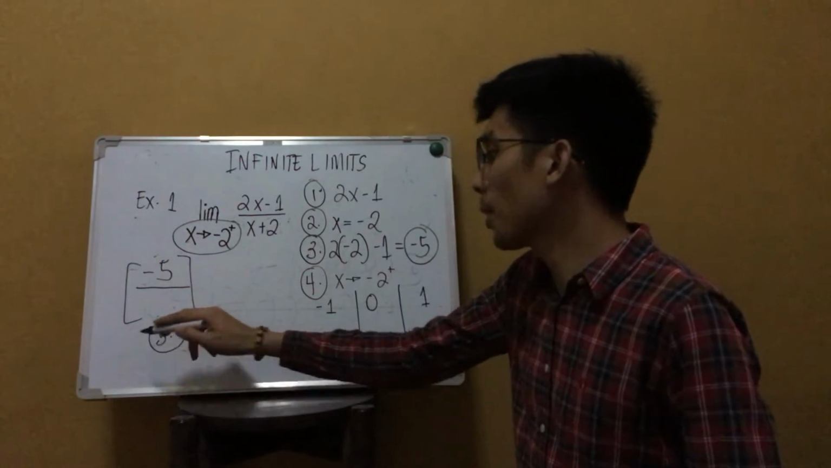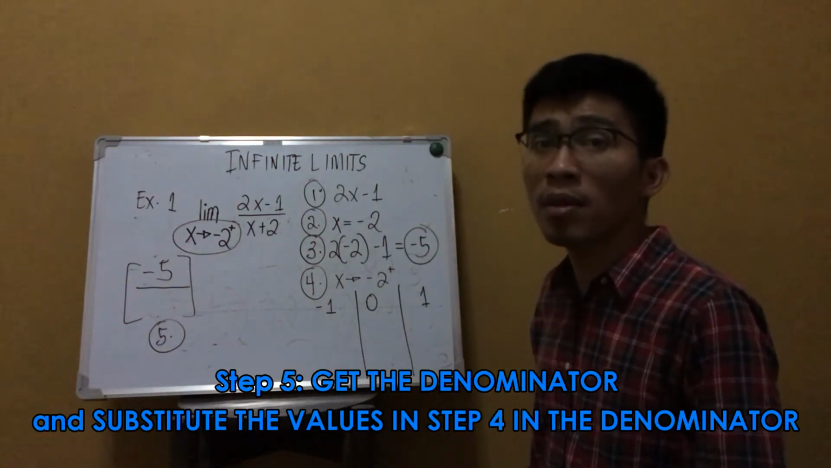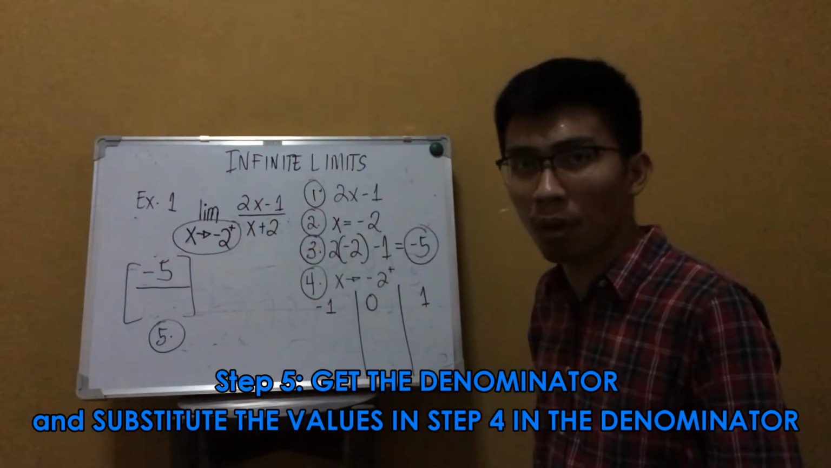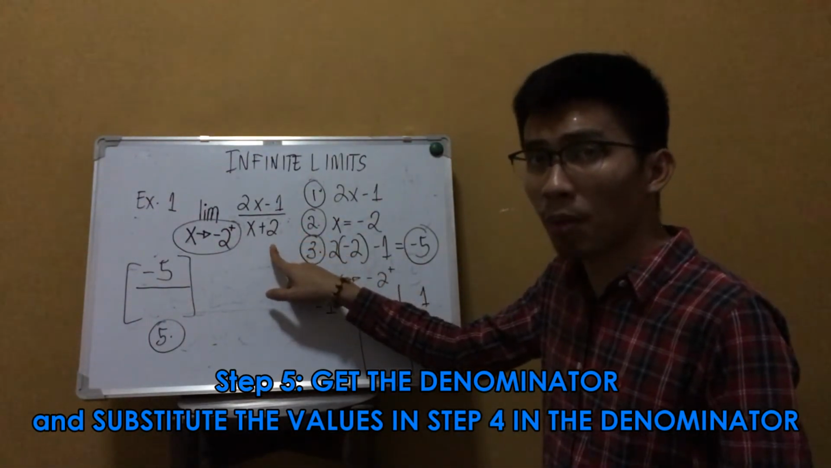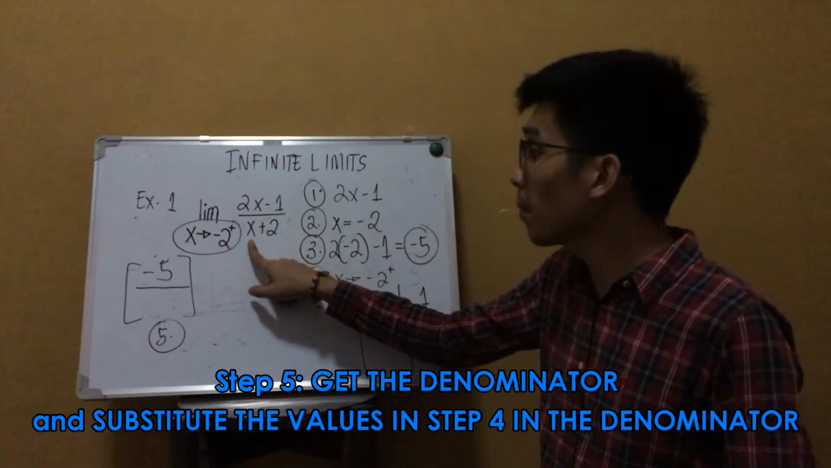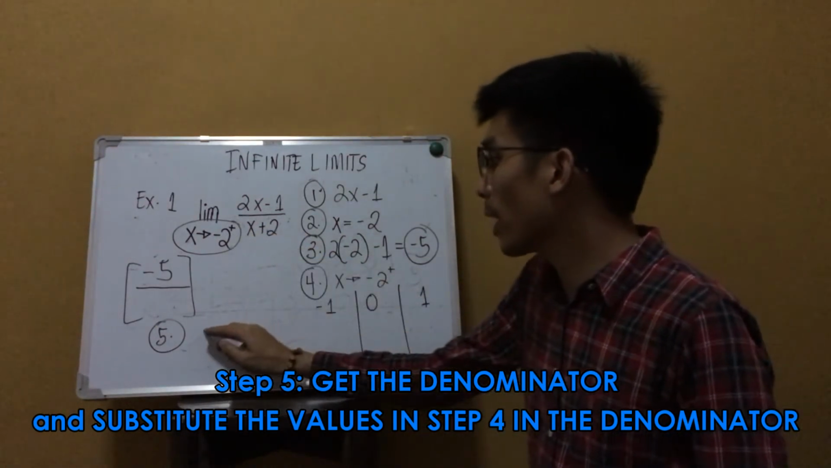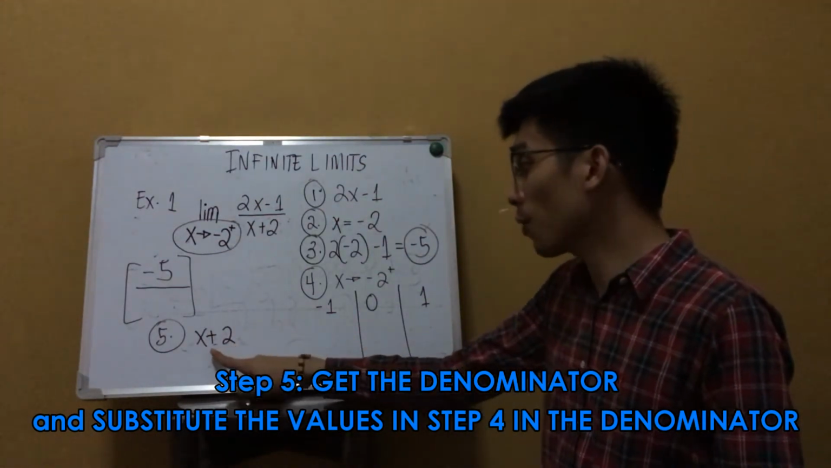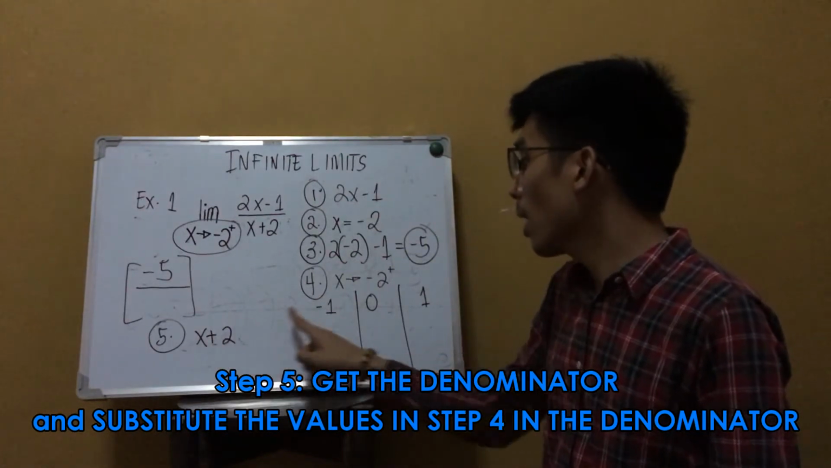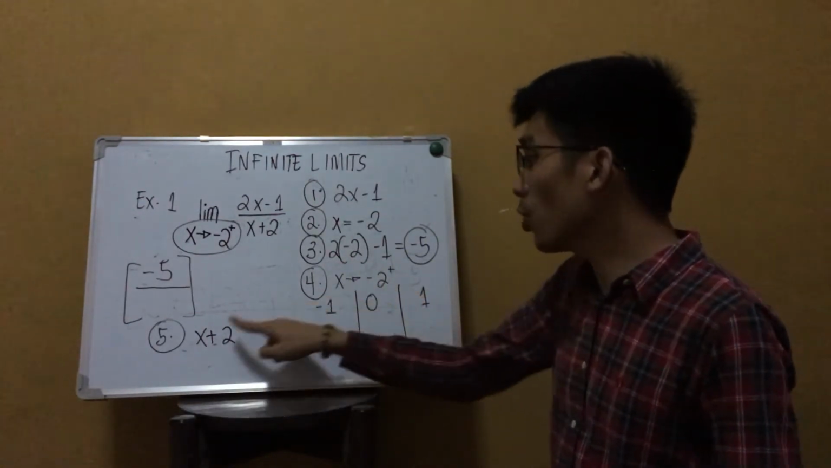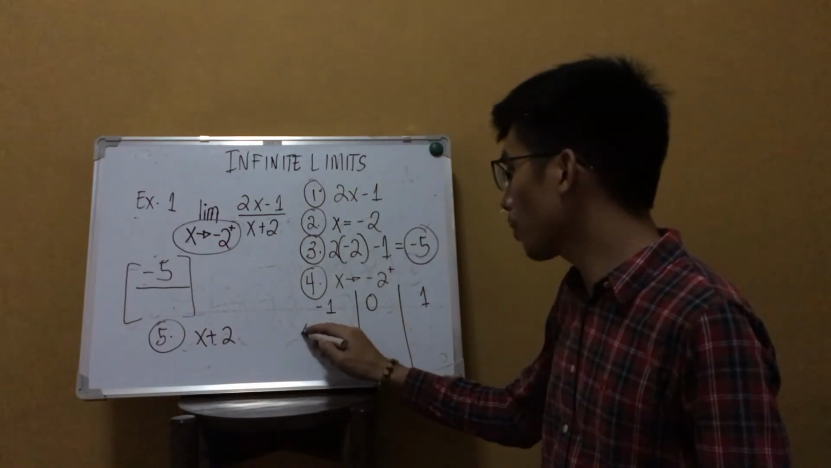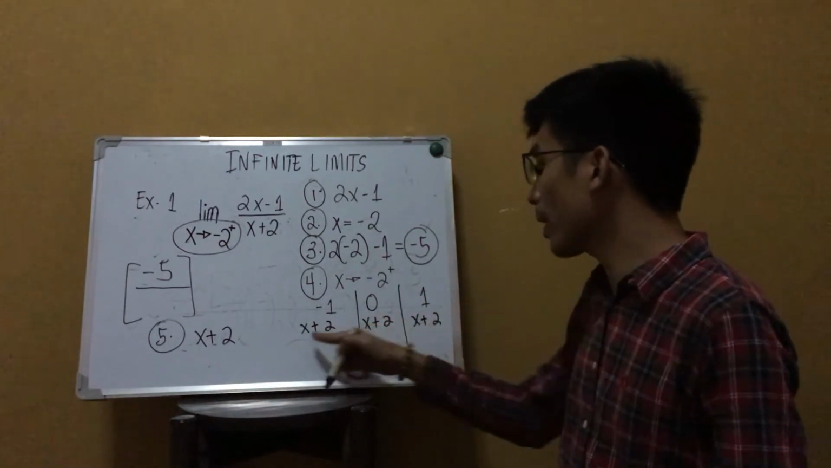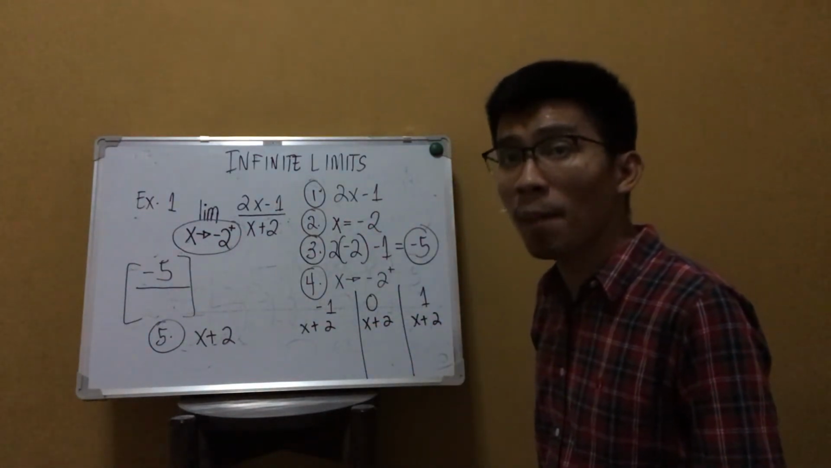Okay, so after finding at least 3 values for step number 4, you proceed to step number 5. For step number 5, this time, you are going to get the denominator of your problem. What is the denominator of my problem? The denominator of my problem is x plus 2. After getting the denominator, you have to substitute negative 1, 0, and 1 into your denominator. So you are going to write here x plus 2, and x plus 2. Again, these are your denominators.